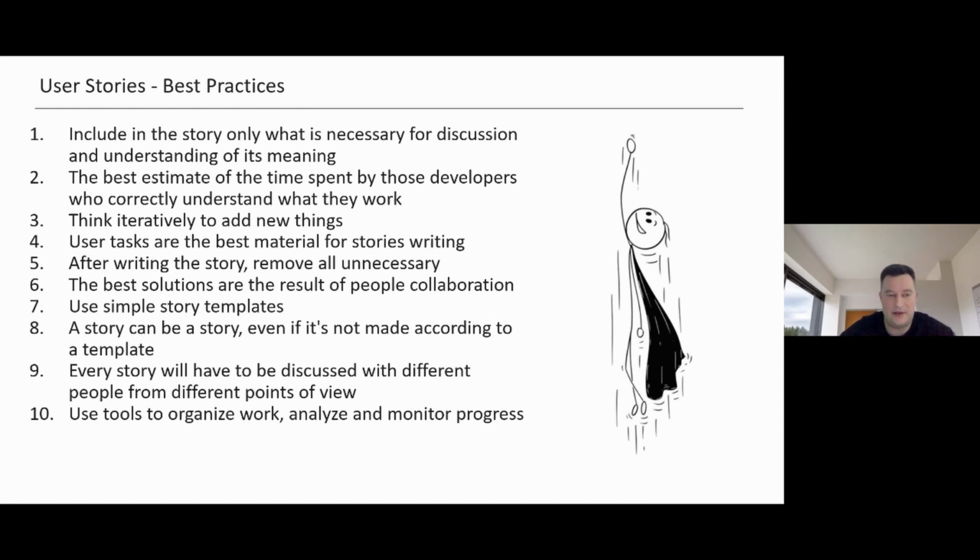The fourth point is about user tasks. User tasks are the best material for story writing. Yep. So please don't forget about that. Think about the user behavior and use the user task description to create the user stories. After writing the stories, remove all unnecessary.